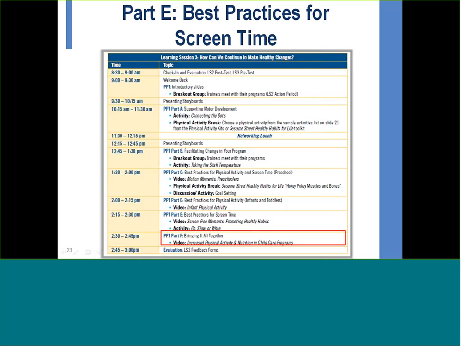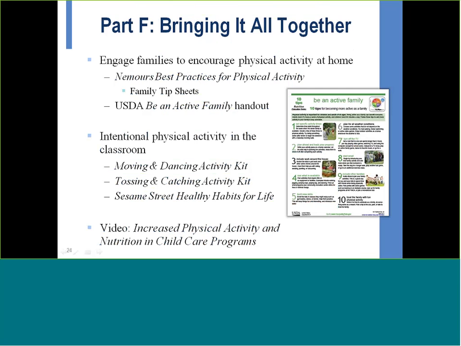So at the end, we have Part E, and this is the Bringing It All Together section. This is the last segment of the day, and it lists ways providers can engage families through sending home information such as the family tip sheets found in the NMOR's Best Practices for Physical Activity Guide, or the USDA Be an Active Family handout shown here on the slide. This can also be found in the participant handbook, and it's on the Let's Move Child Care website. This handout lists 10 simple ways families can spend time together while increasing their physical activity.